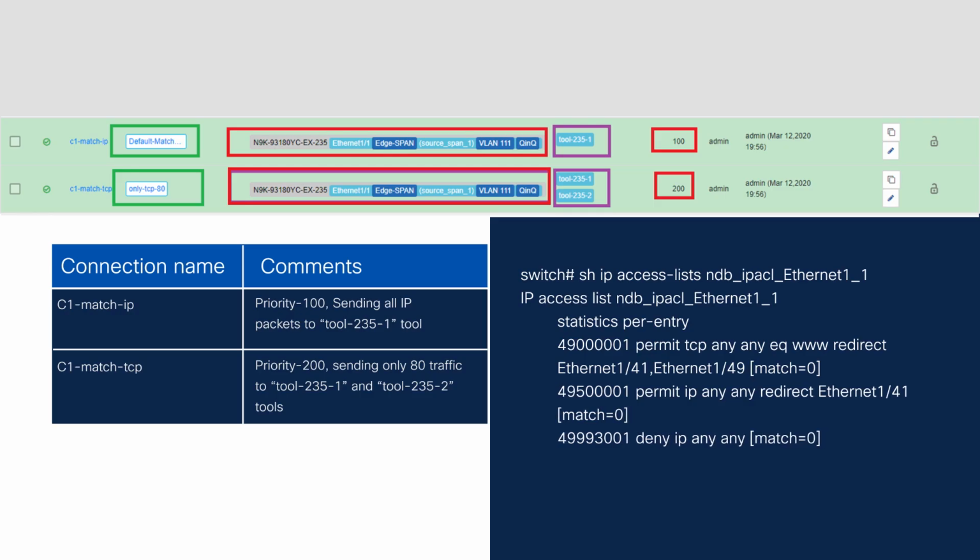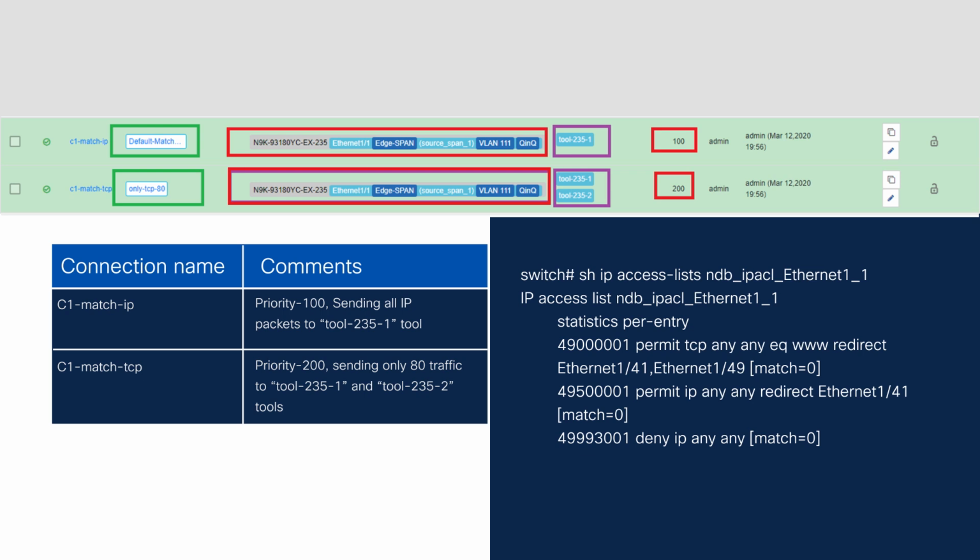So how can we create this intent with regular connections? As you pay attention, the first connection has priority 100 and the second connection has priority 200. It needs a little thought to understand the priorities so that the tools get the right traffic, or else one of the tools might lose out on traffic. The way I created this is with two connections. Remember, I did not use an auto priority connection here; these are two regular connections. The first is named C1 match IP and the second is C1 match TCP, with priority 100 for the first connection and priority 200 for the second.